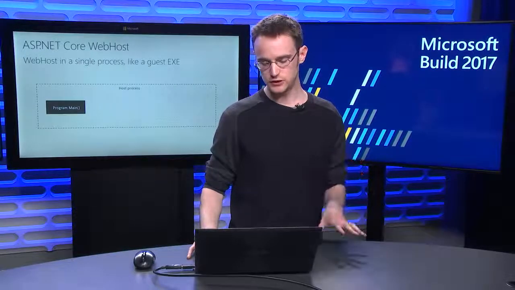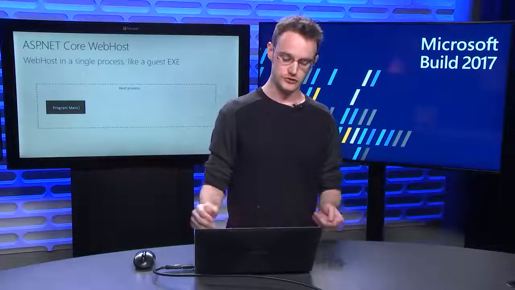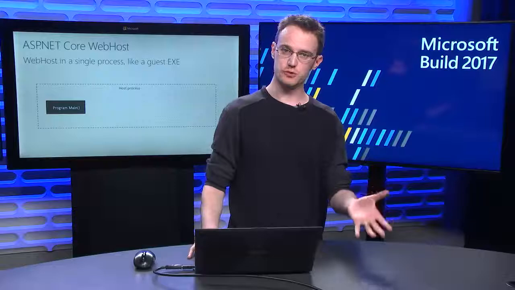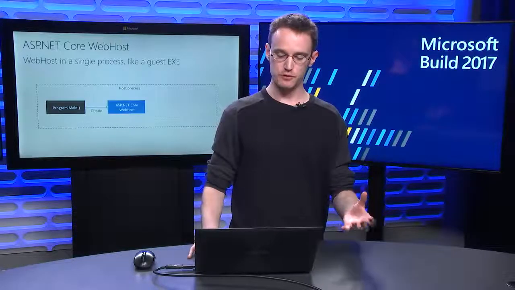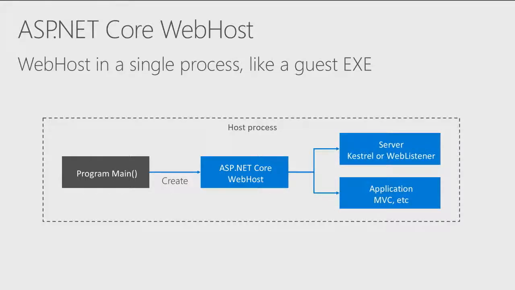So first, a little bit of background on how we host ASP.NET Core. Typically, when you're doing self-hosting, you're tied to your process lifecycle, and it's fairly simple. In your program main, in your host process, you bootstrap the web host, the ASP.NET Core web host. And the ASP.NET Core web host is the thing that then runs the web server and your application, whether it be MVC or a web API or whatever it is.